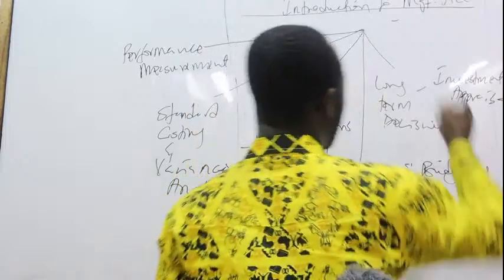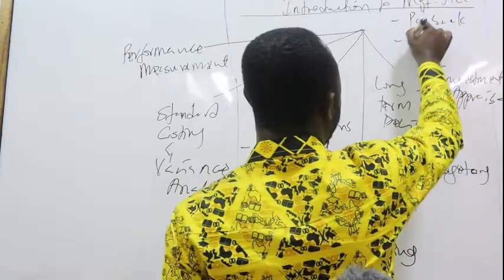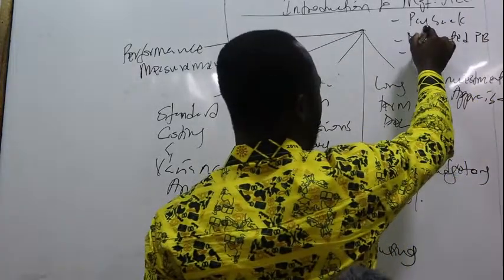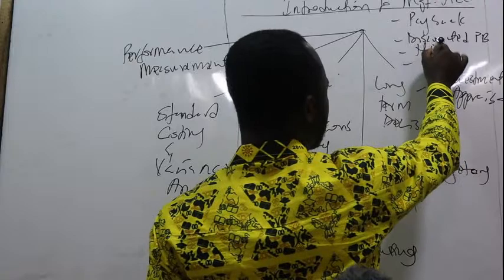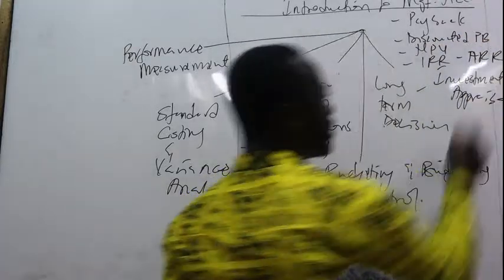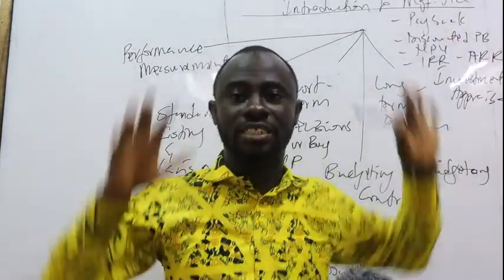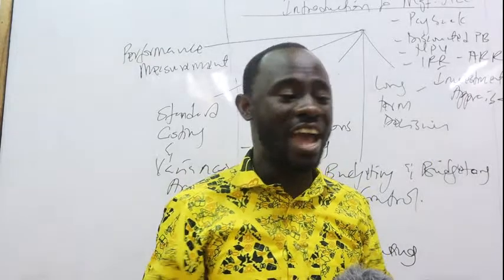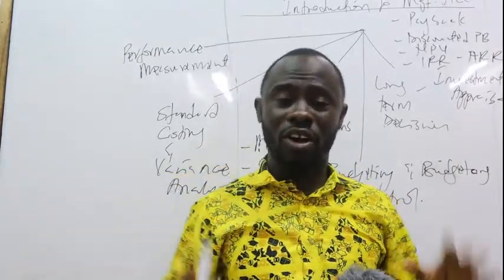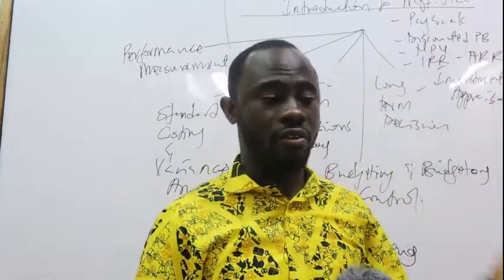We are going to be looking at things like the payback period, the discounted payback period, the net present value, the internal rate of return, and then the accounting rate of return. So all these are methods that you're going to be looking at in investment appraisal. As a student of management accounting going into the exam, you've got to make sure that you understand these areas very well.